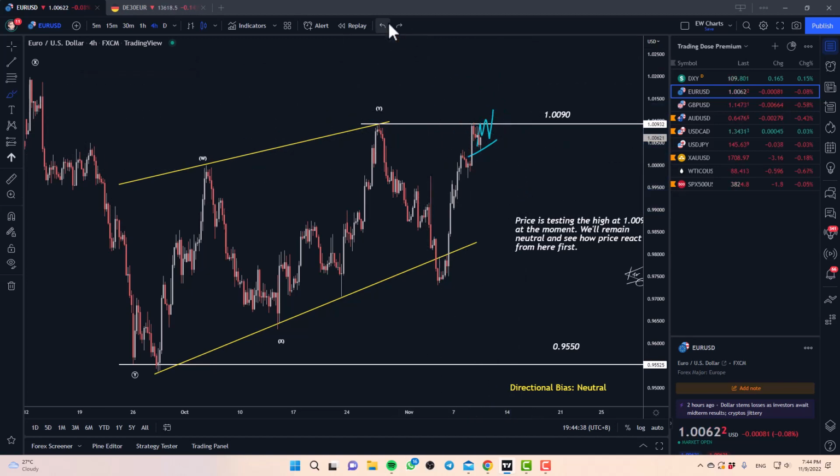Okay, so this is a little bit of news trading where you would probably use a breakout strategy to get involved in the trade.